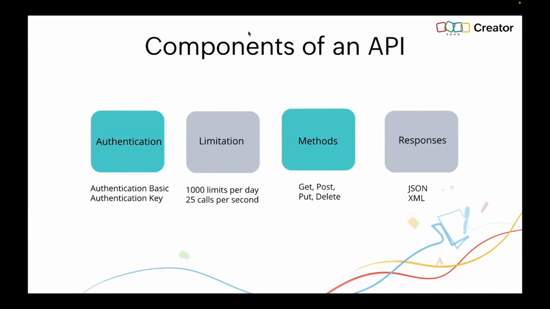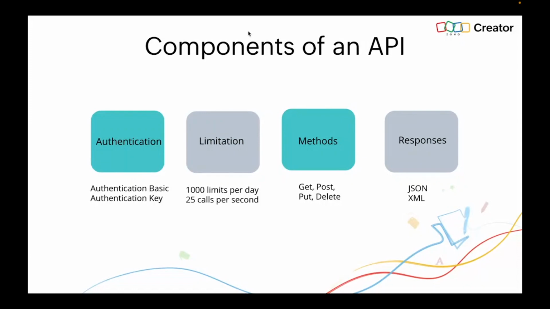We have four different components. One is authentication, next is limitation, third is methods, and the fourth is responses. When I say authentication, there are two different types. One is basic authentication, where we make use of username and password, or the user credentials. And the second type is the authentication key, where we rely upon token or key generation for the data flow to happen.